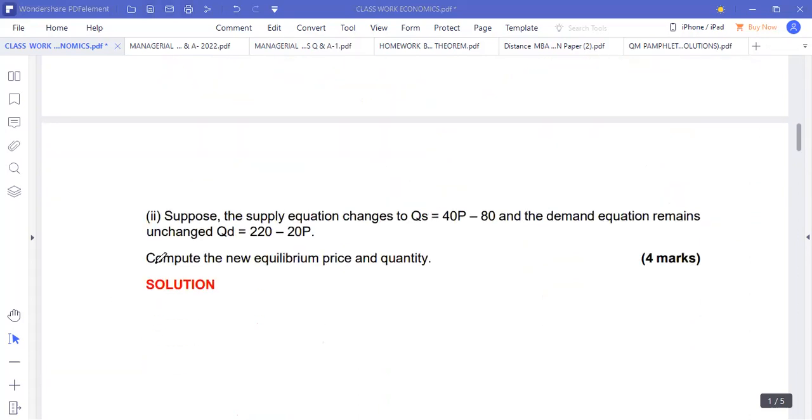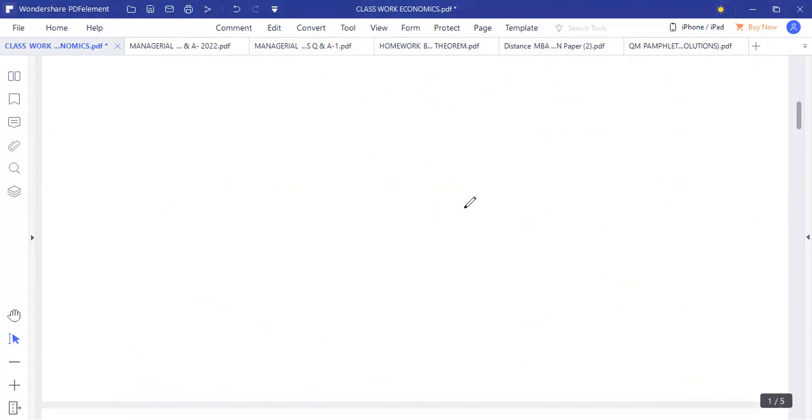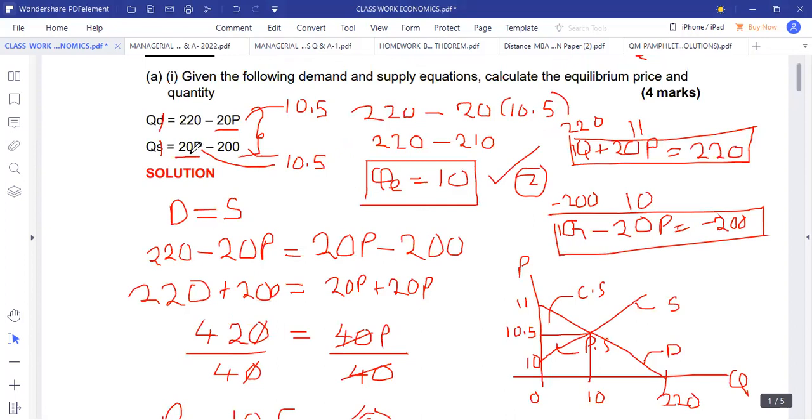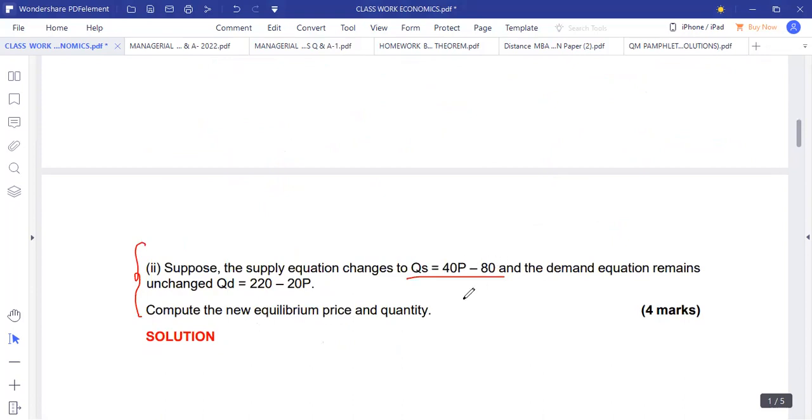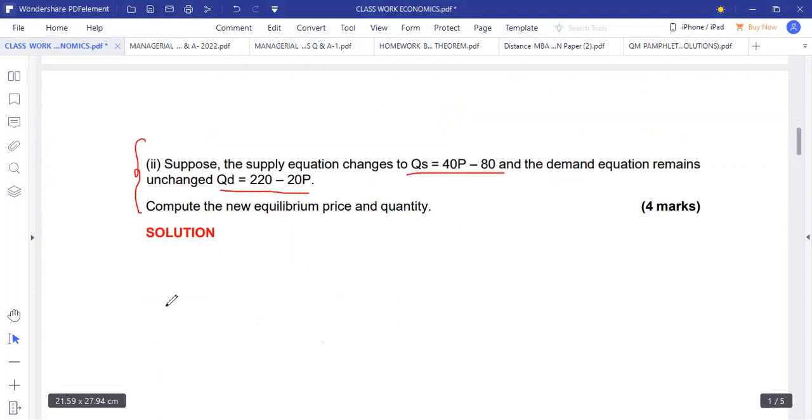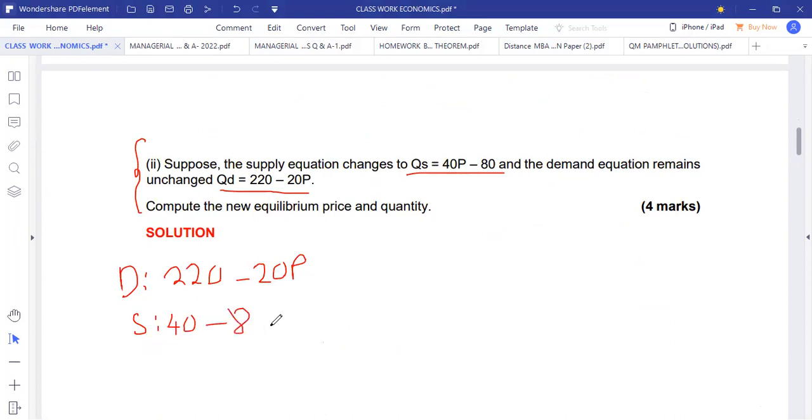All right. Now, suppose the equation of the supply changes. We initially had 20p minus 200. Now we have 40p minus 80. And our demand remains unchanged. We are asked to calculate our new equilibrium. Let's go through it again. Our demand is given by 220 minus 20p. And our supply is given as 40p minus 80.